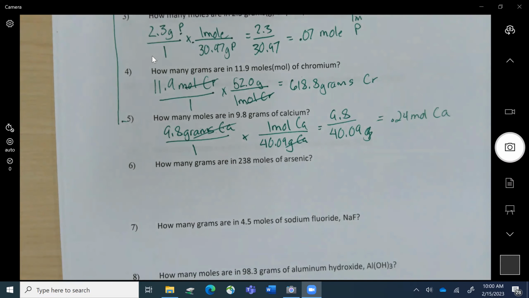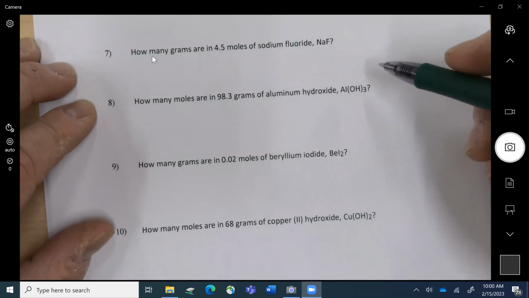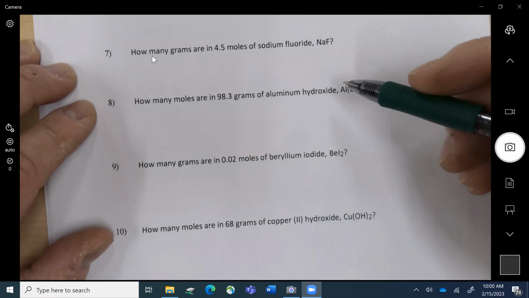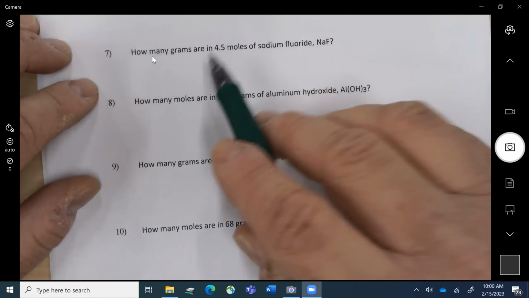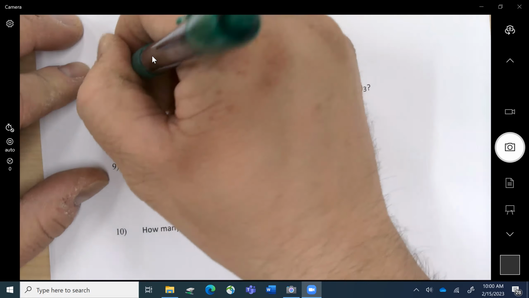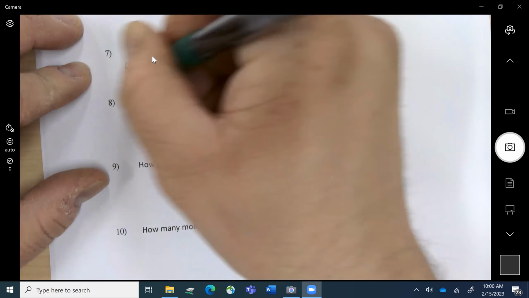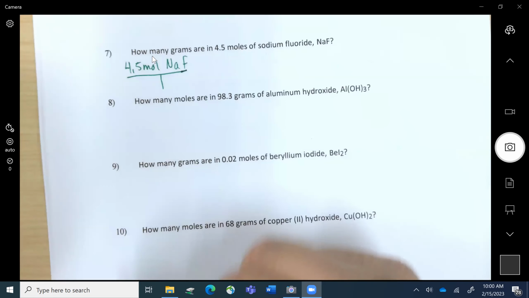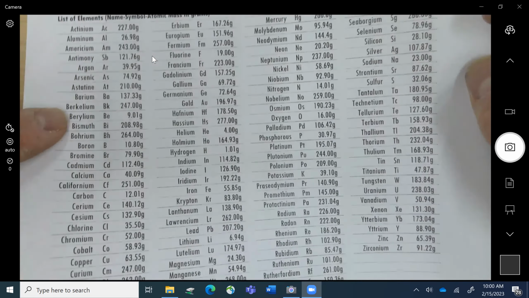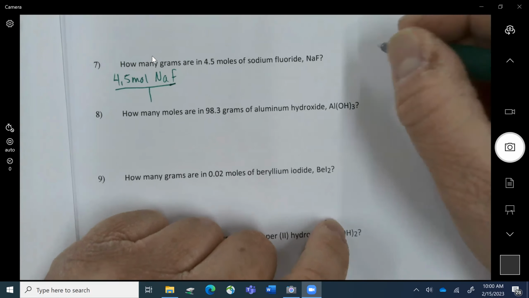Now let's try one of the ones down a little bit further. I'm going to do one, have you do the other, and then we will move on to other stoichiometry. Okay. How many grams are in 4.5 moles of sodium fluoride? So I'm starting with 4.5 mole of NaF. Now, if you look, I can't just do NaF, can I? I have to know its molecular weight.